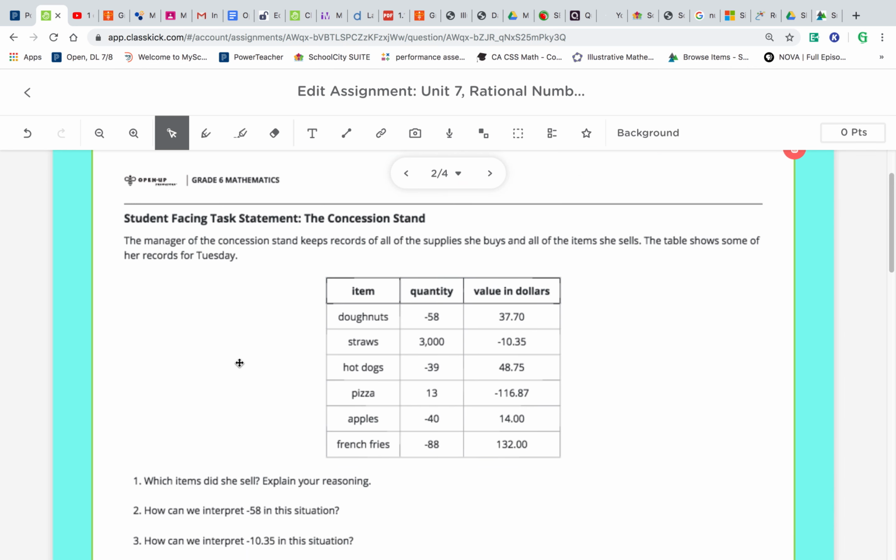All right, this task is about a concession stand. The manager of the concession stand keeps records of all of the supplies she buys and all of the items she sells. The table shows some of her records for Tuesday.